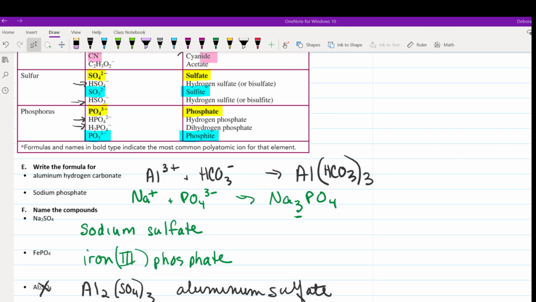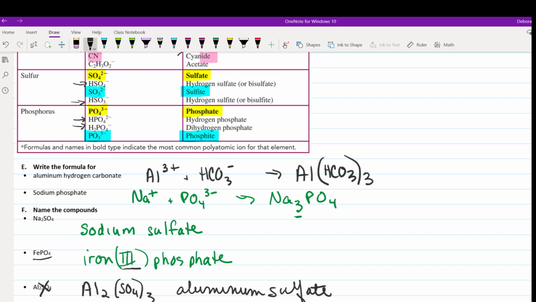So naming these compounds, we have Na2SO4 becomes sodium sulfate. No Roman numerals needed. The next one, we do need a Roman numeral, so I hope you caught that. Iron phosphate. Iron is the +3 version because the phosphate is a -3. So iron needs the +3 ion to balance it, and we use the Roman numeral 3 in the name.